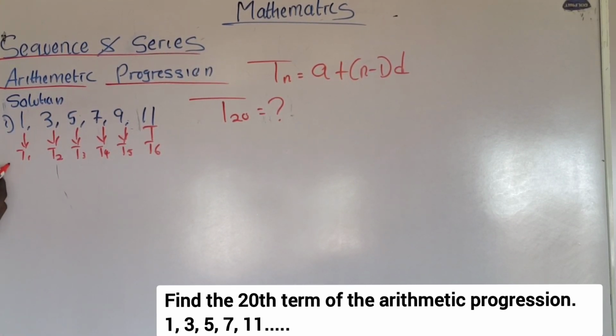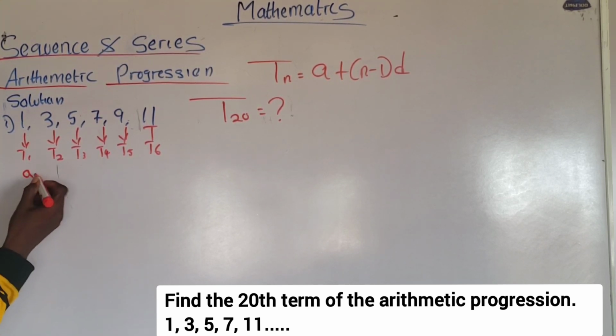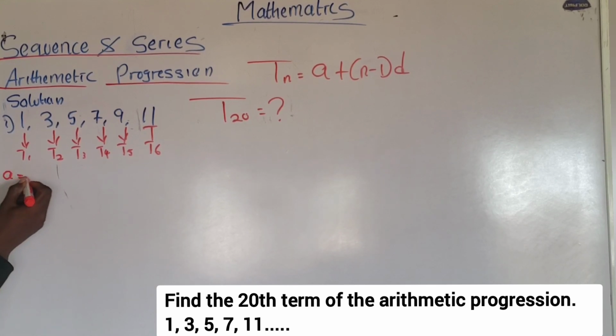Now, the first term is a. Don't forget, we explained this in our previous class. So if you missed the class, please kindly check the description of this video and watch the class. If you wish to understand the in-depth of arithmetic progression, that first class is very important. So T1 is a. Now, we know that our a is 1. So a is equal to 1.